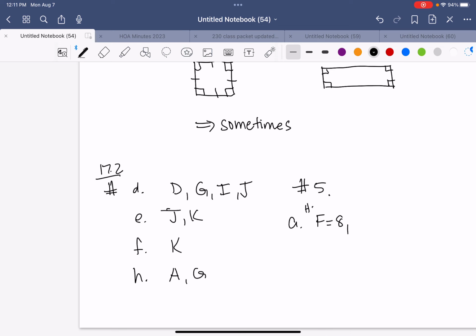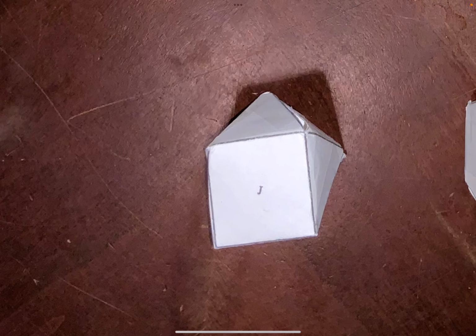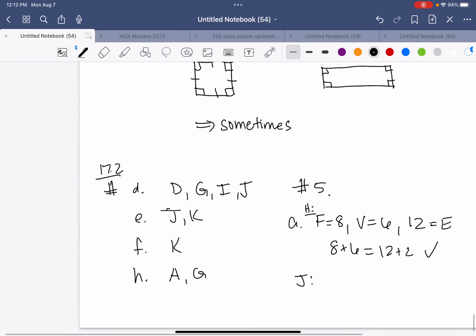So this is for H. There are 6 vertices and there are 12 edges. And if you check, 8 plus 6 equals 12 plus 2 works, okay? What did they say? J and K. For J, if I take a look at the picture, let's see. There are 2 bases, the 2 squares, and then there are 4 triangles that come off of each side of each of the bases. So there are 8 triangles, and that means there are 10 faces.